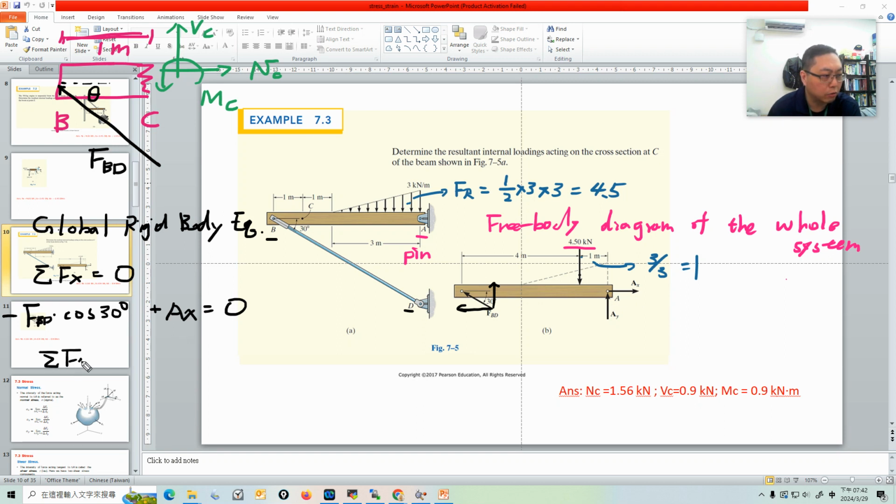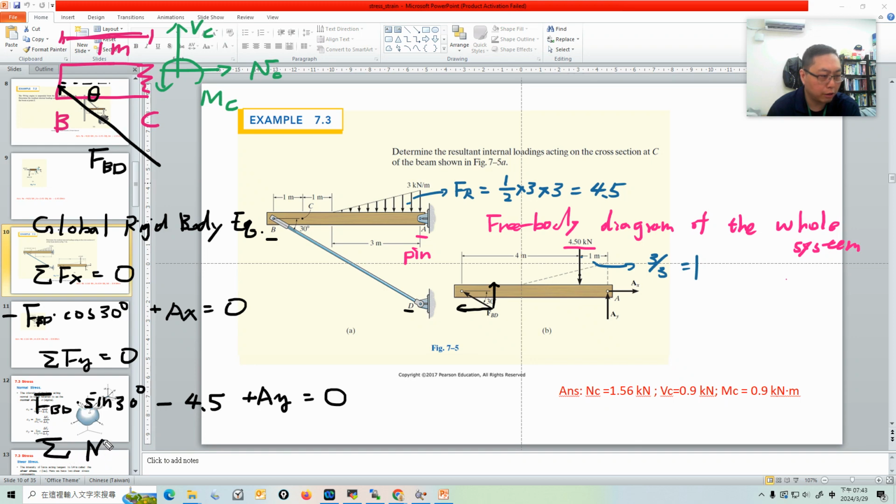Let's list another equation. Summation Fy equal to 0. FBD sine 30 degrees, and it points up. Then we have the resultant force, minus 4.5, but it points down. And then we have Ay pointing up, and it's equal to 0. Now this is solvable.